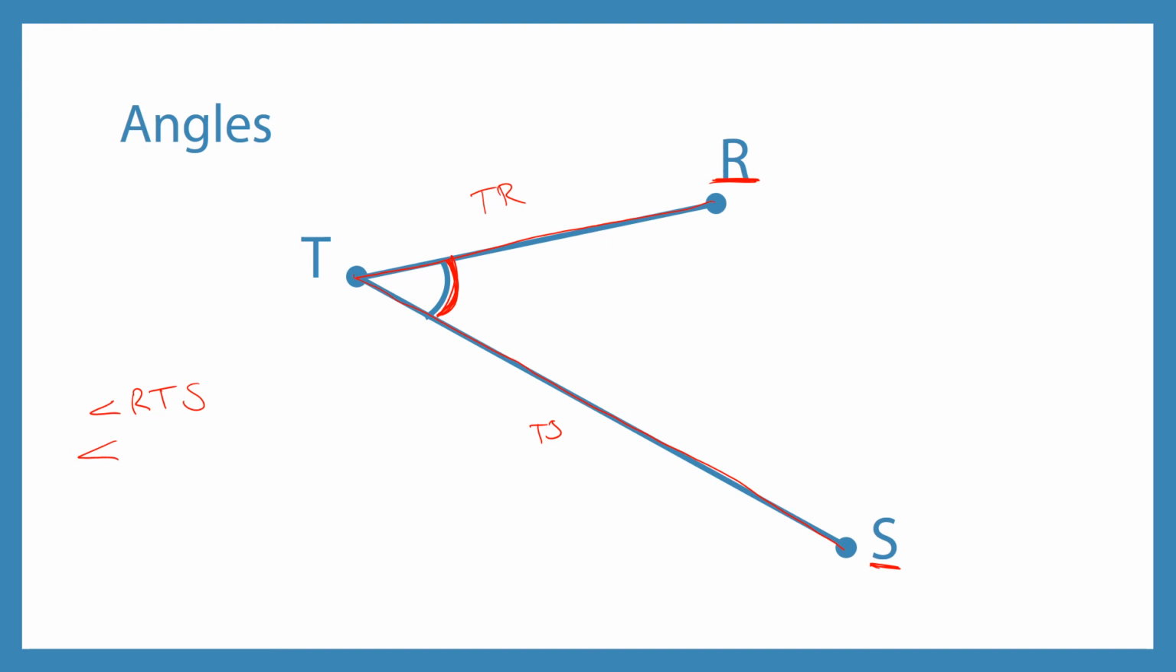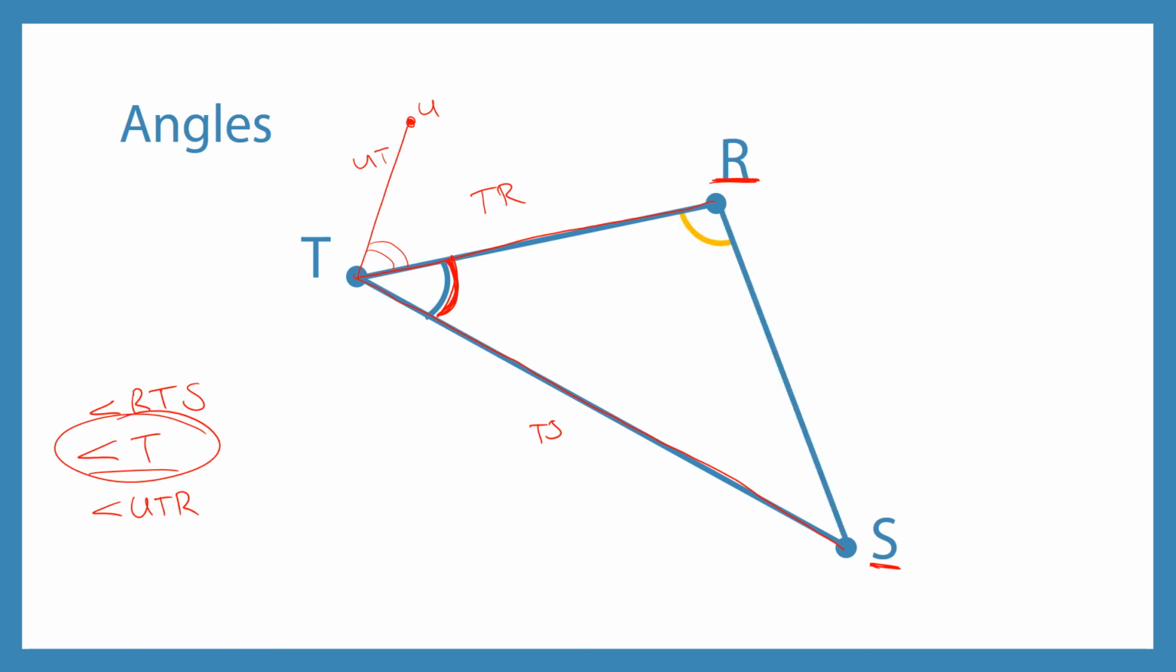You could also write this as angle T. However, we need to be careful because if we had another line here or another interval, which went to U, so we had UT here, and we wanted to measure this angle, we don't know which of these angles here is referred to by angle T. So angle UTR or angle RTS could be the angle T. So we want to avoid using this one. But you will see it written some places, so that's what it does mean.